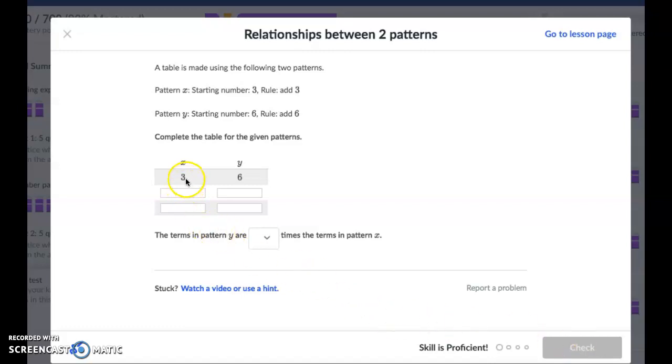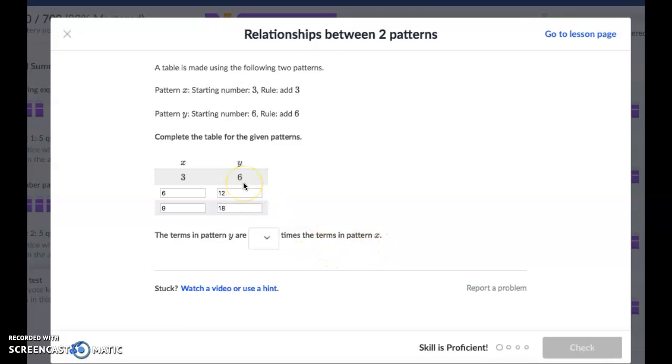Okay, so start with 3 and add 3. So 6. Add 3, 9. Pattern Y, start with 6, add 6. So 6 plus 6 is 12, add 6, 18. The terms in pattern Y are always blank times the terms in pattern X.